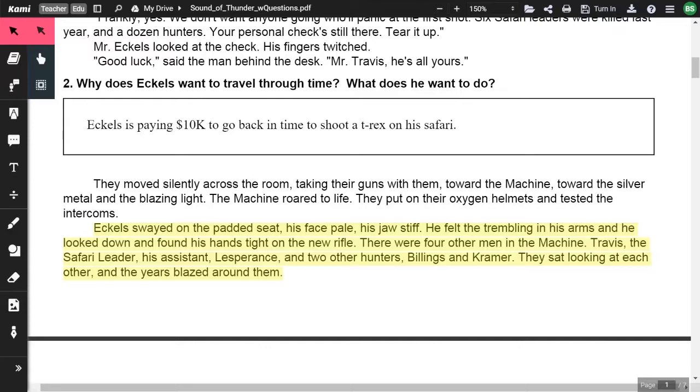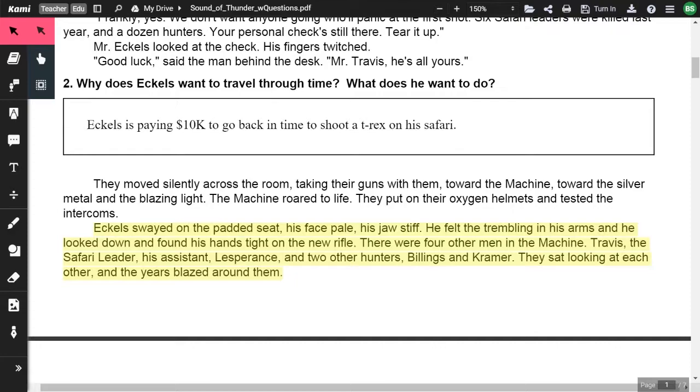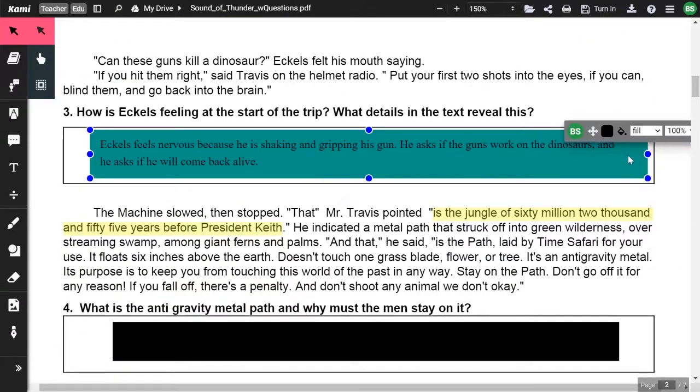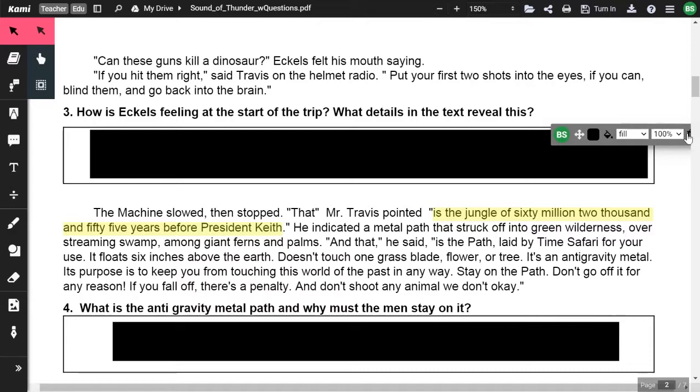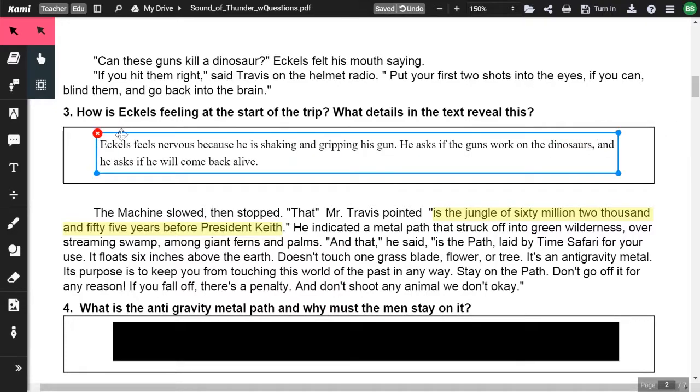So when Ray Bradbury thought of this story, he thought to himself, hey, wouldn't it be interesting if instead of going to Africa, my main character went back in time, and instead of shooting a rhino, he shot a T-Rex. Our third question asks us, what is Eccles feeling? The answer here, Eccles is feeling nervous.